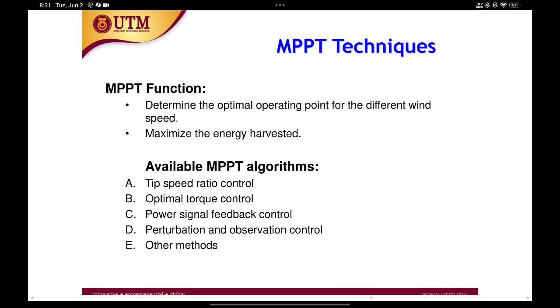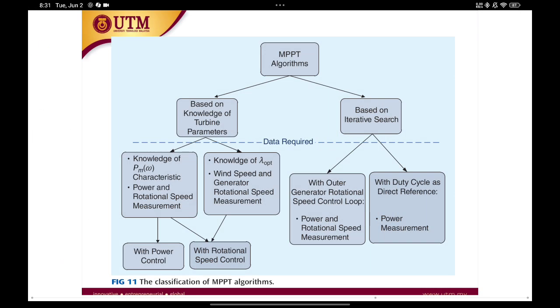The last part of the electrical is the MPPT technique. What is the MPPT? Like I said before, it optimizes the power generated. It determines the optimal operation at different wind turbine speeds to maximize energy harvesting. The MPPT used in wind turbines is different from PV. You can see here tip speed ratio, optimal torque, and power signal feedback, control perturbation, and this one is also available in PV and other methods.